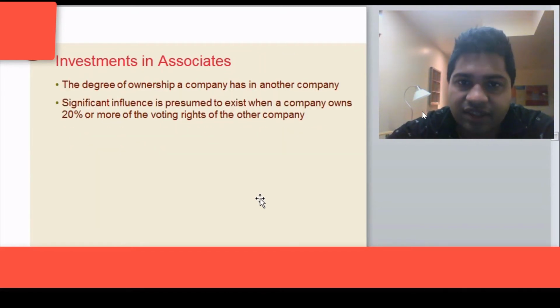Investments in associates: the degree of ownership a company has in other companies. Significant influence is presumed to exist when a company owns 20% or more.